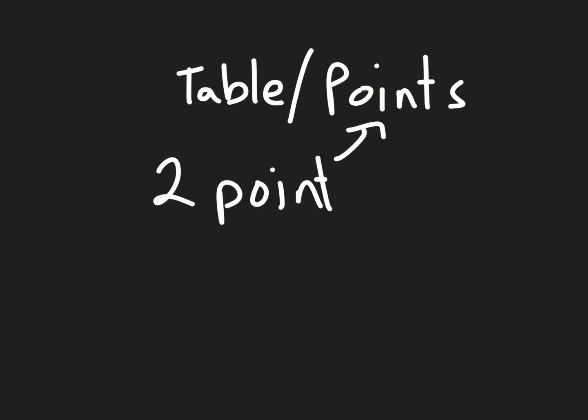We're going to look at how to find slope from a table or points. And we're really going to focus on this one, 2 points. Why do I need 2 points in order to find the slope of something?